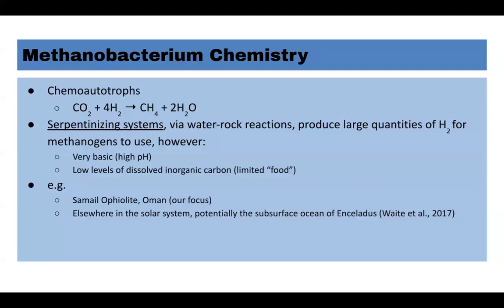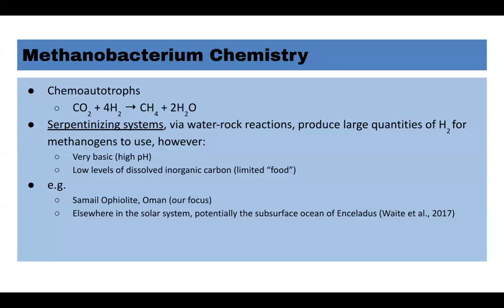However, these systems can pose some challenges to organisms trying to live in them. First, because of these chemical reactions, they have a very high pH, they're very basic, which can damage your cells. Second, while there is a lot of hydrogen in these systems, there is very little of the other quote-unquote food source for Methanobacterium, dissolved organic carbon compounds, so the other half of that equation.